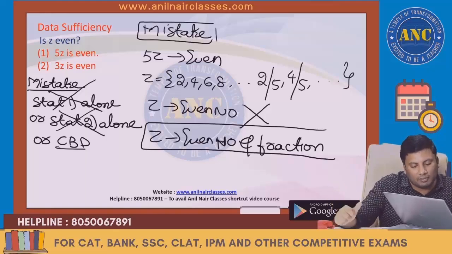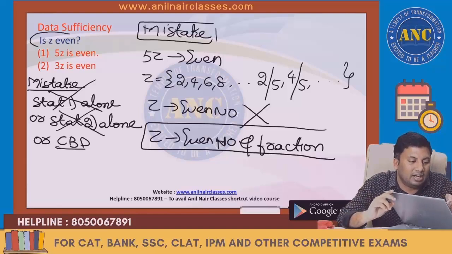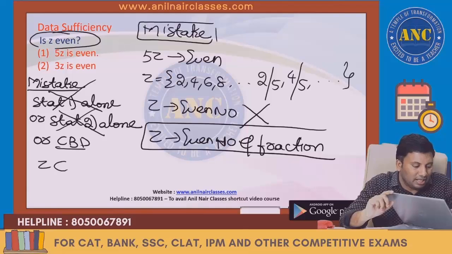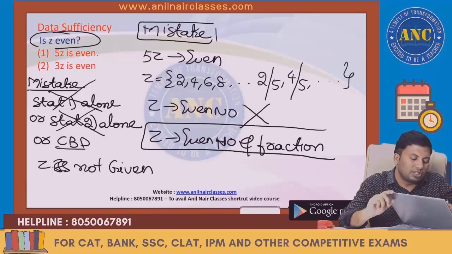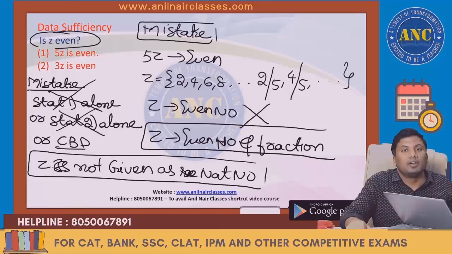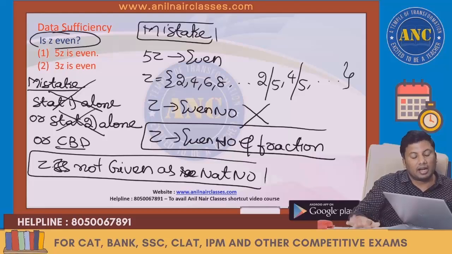I will tell you what mistake they make. 5z is even. Is there any domain specified on z? No. Z is not given as a natural number. Do not assume. Please don't assume and spoil the right attempt and reduce your score. Z is not given as a natural number.